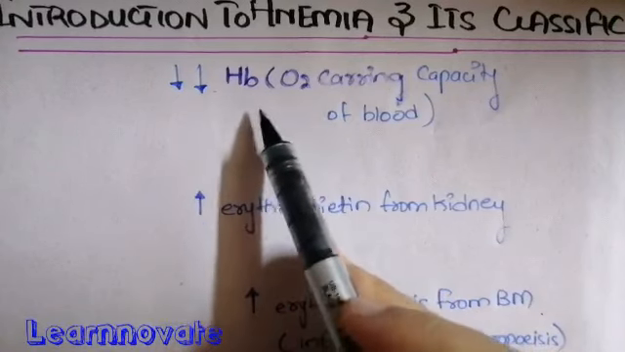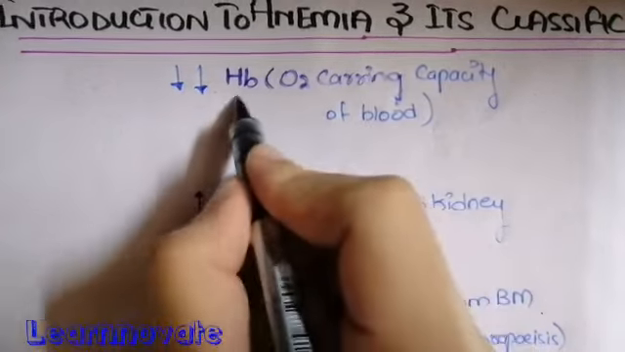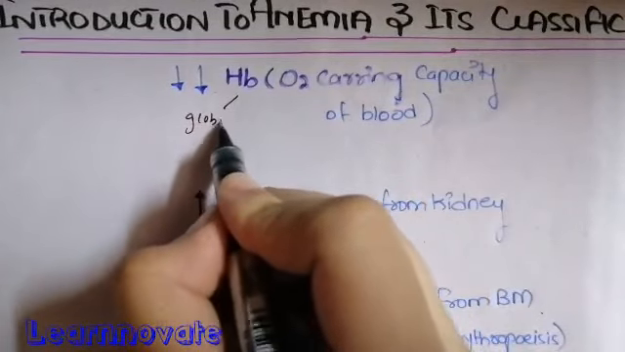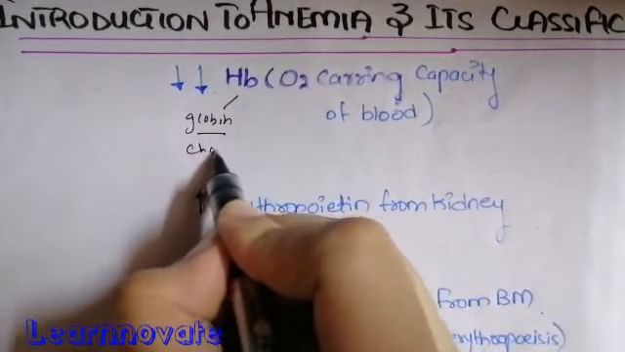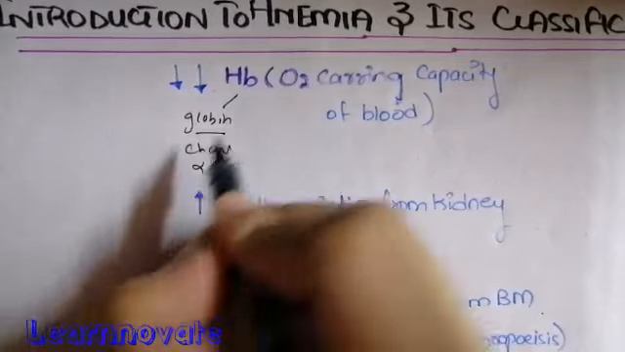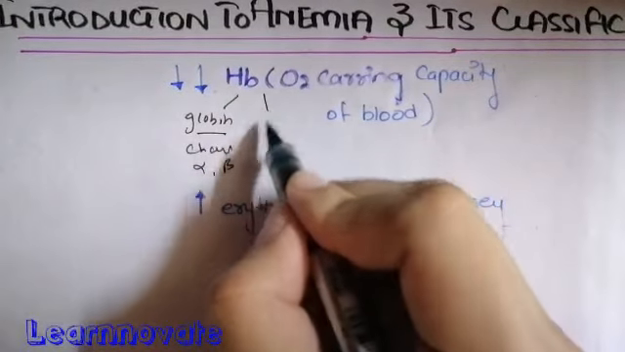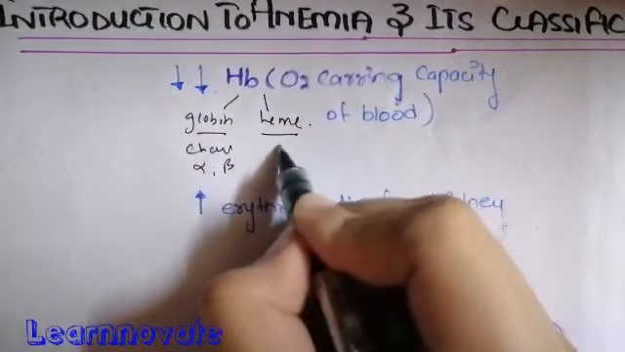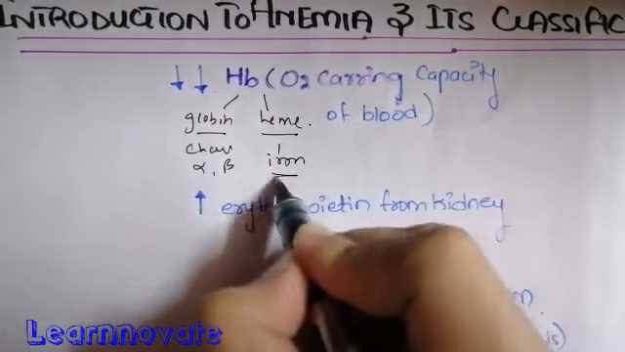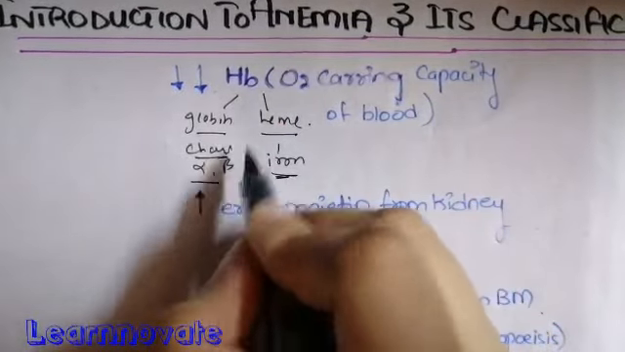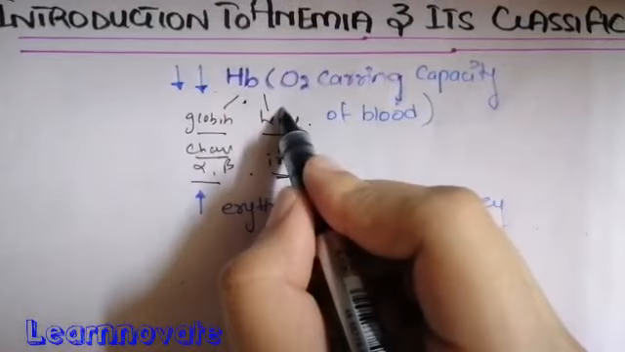Because hemoglobin is made up of globin and heme, separately we have two parts in hemoglobin. The globin is the protein, a chain of alpha and beta subunits, while the heme part of the hemoglobin contains the iron. So both of these are important for the synthesis of proper and normal hemoglobin.